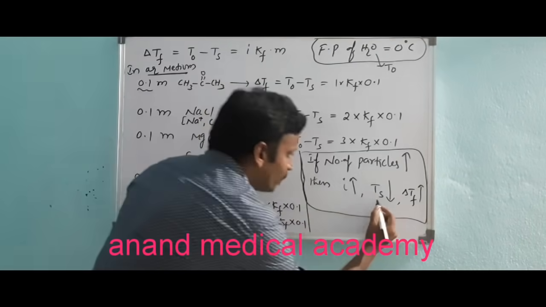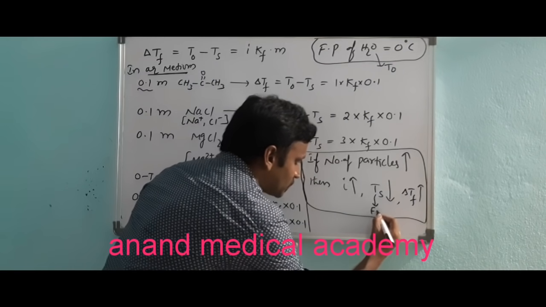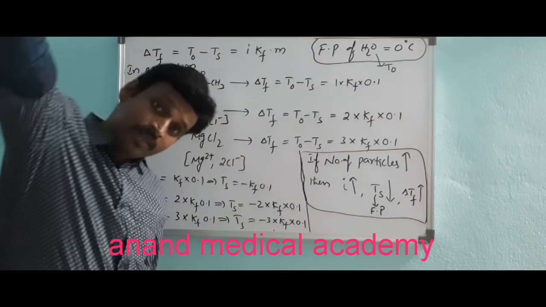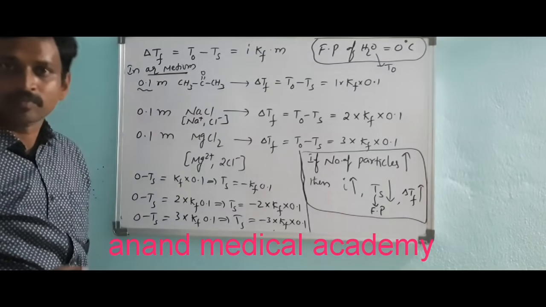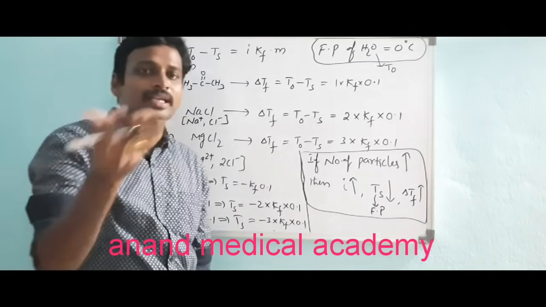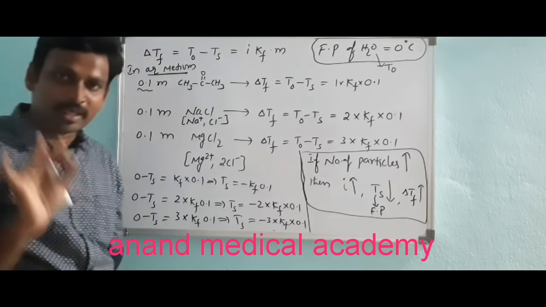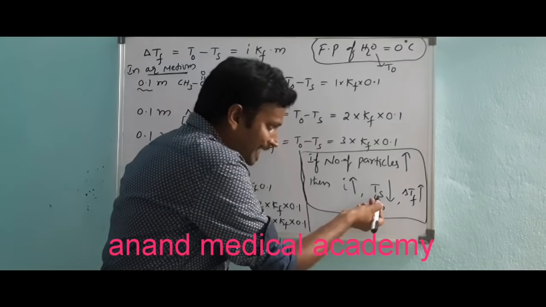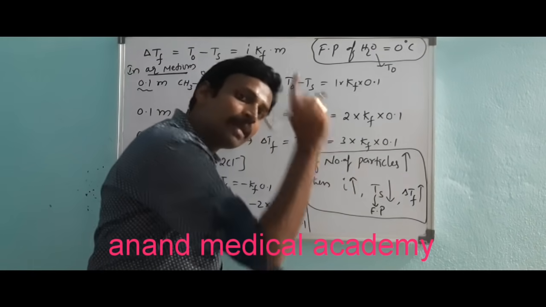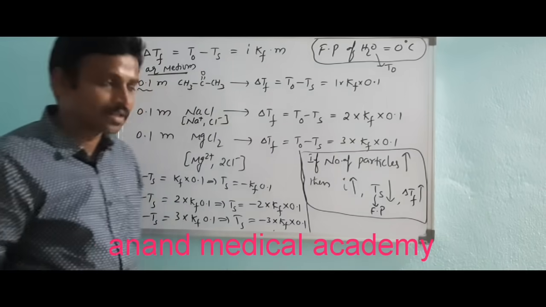But Ts, don't get confused. Here I am talking about a freezing point. Earlier, Ts I told you was boiling point. They will say boiling point or freezing point; they will mention it in numericals, so we have no need to worry. Otherwise, you write Tf for freezing point, Tb for boiling point. Got it?